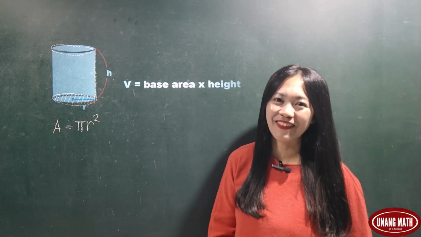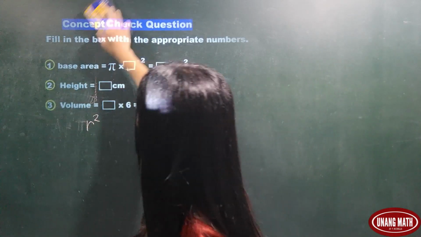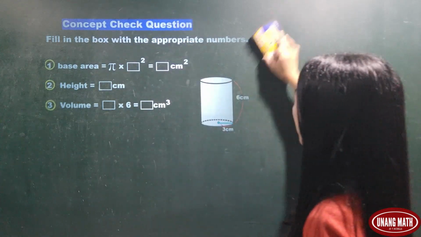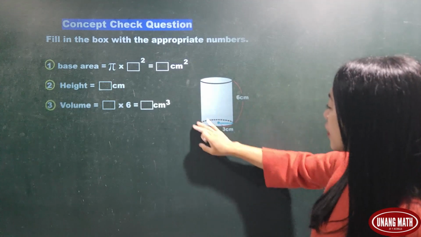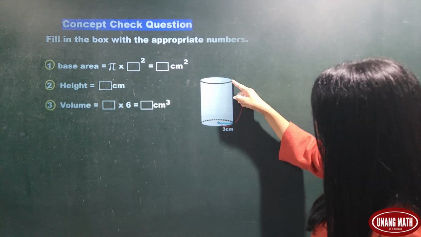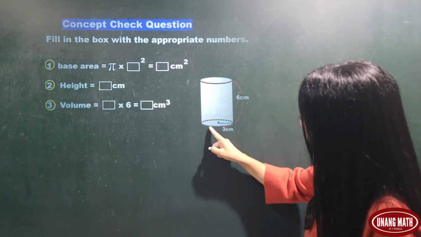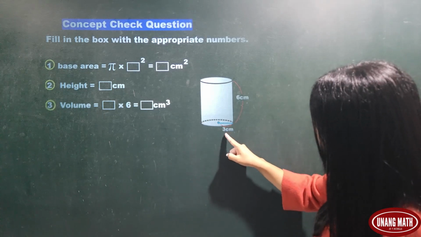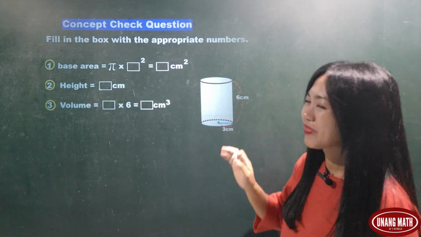Okay, this time, let's answer this concept check question. We will fill in the box with the appropriate numbers. Okay, the figure here is a cylinder. It's given that the height of the cylinder is 6 centimeters and the radius of the base or of the circle is 3 centimeters. We will find the volume of this cylinder.